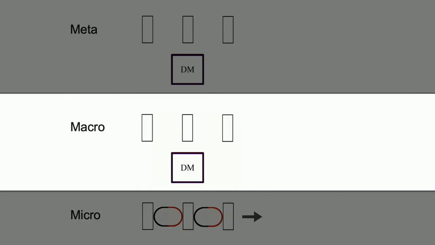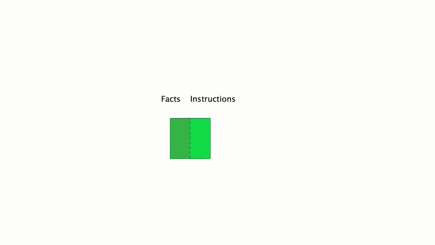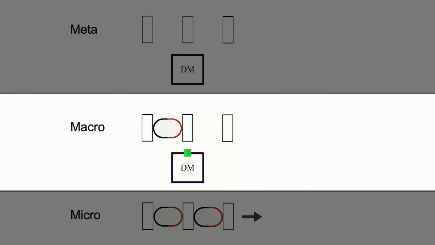Next, the second level adds a module, declarative memory, or DM. Declarative memory holds declarative knowledge, or chunks. These chunks can hold facts or instructions. Here, we refer to knowledge chunks as instructions. These chunks move into buffers to then direct productions.